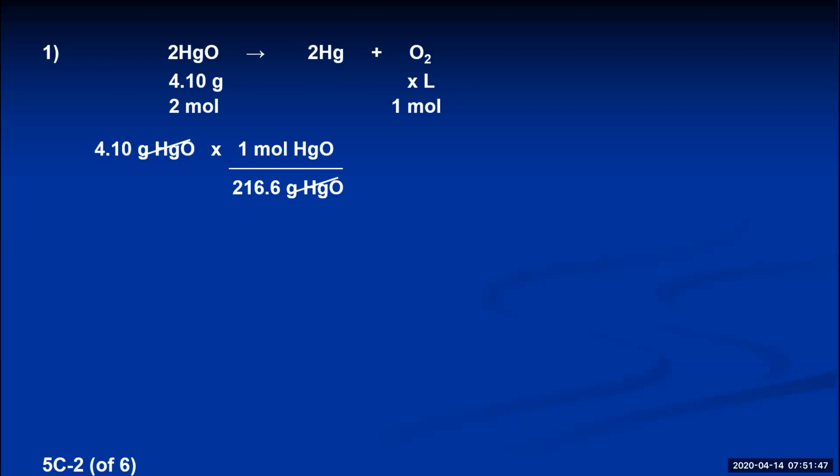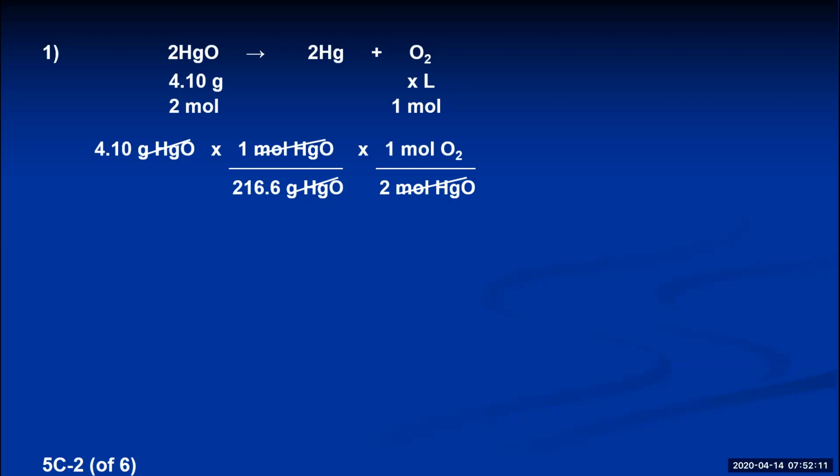Second will be the mole ratio in the balanced equation. It's 2 moles of HgO on the bottom, 1 mole of O2 on the top to cancel out. And the final step is always converting moles into the units they want. In this case, they want liters of oxygen, so we're not going to be able to do this by a simple conversion factor. We're going to have to use PV equals nRT to convert moles of oxygen into liters of oxygen.